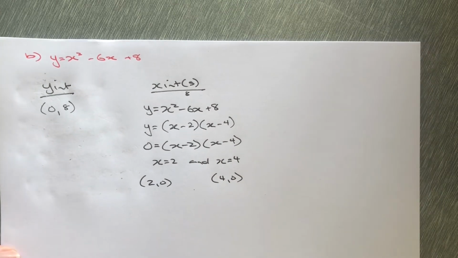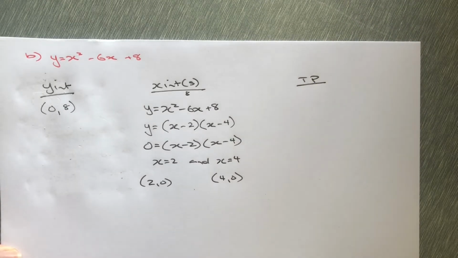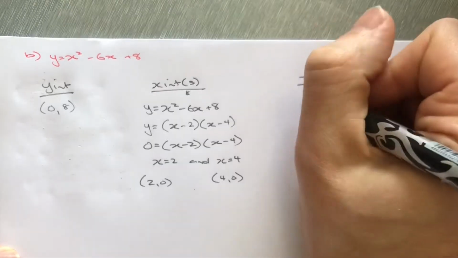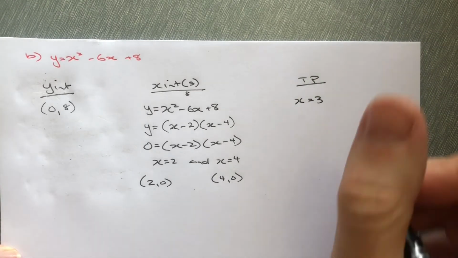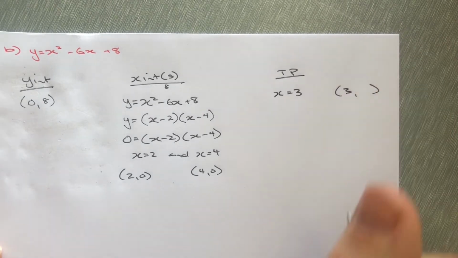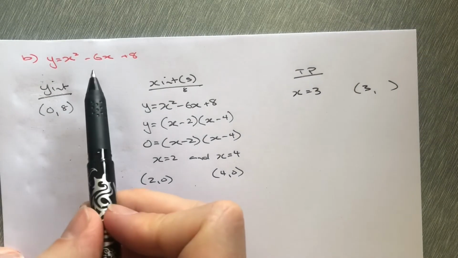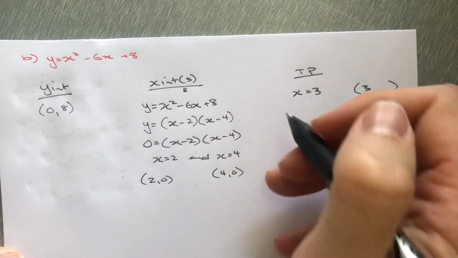The last thing we need is the turning point. Now, the thing that we're supposed to be looking at today is that the turning point is always halfway between the x-intercepts. So halfway between 2 and 4 is 3. So we know that x is 3 for our turning point. So if we kind of started off, our x value is 3, but we don't know our y value. We do have a rule though. So if we put our x value into our rule, it tells us the y value we want.